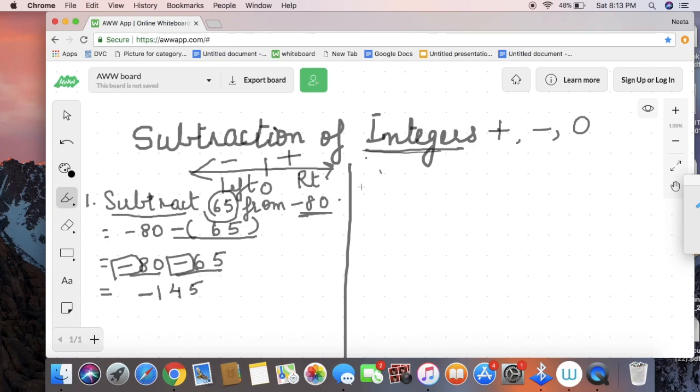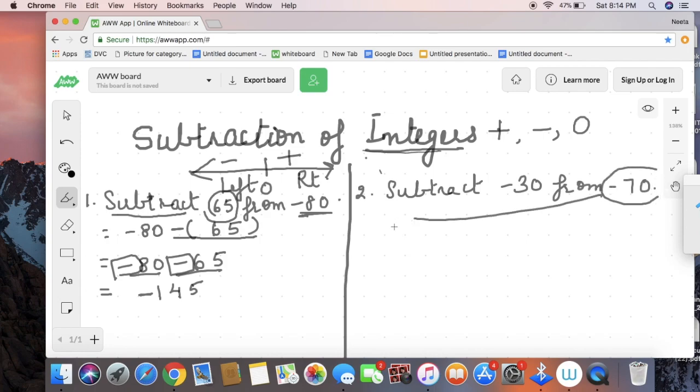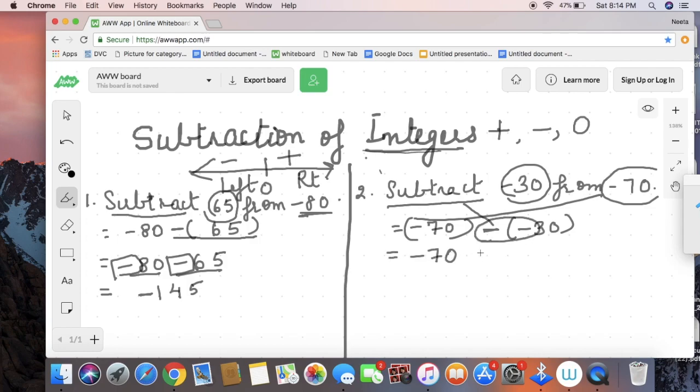Now try and subtract minus 30 from minus 70. We write minus 70 first. Then the subtraction sign, and then we drag and drop minus 30. So it is minus 70 minus, inside the bracket, minus 30. When you remove the bracket, it is minus 70 and the opposite of minus 30 will be plus 30. So it is minus 70 plus 30.